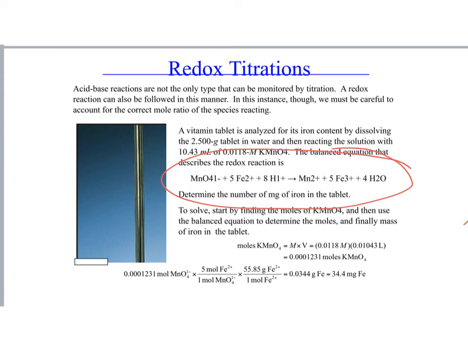We look at the stoichiometry of this, and the stoichiometry is 5 to 1, right? And so we can plug in the stoichiometry of 5 to 1 here, and we can find the number of moles from the molarity of the MnO4, the original amount of MnO4, and then we can use the molar mass of iron to find out how many milligrams of iron there are in that sample.